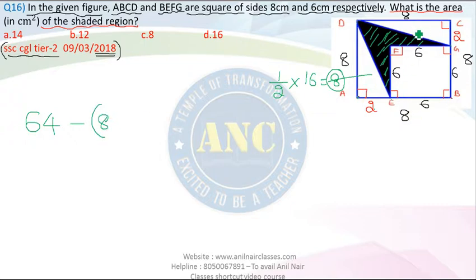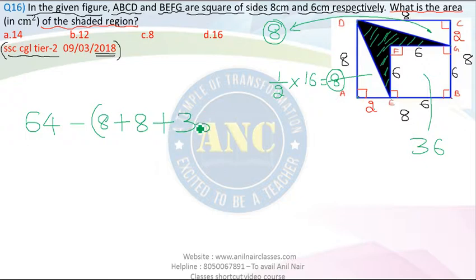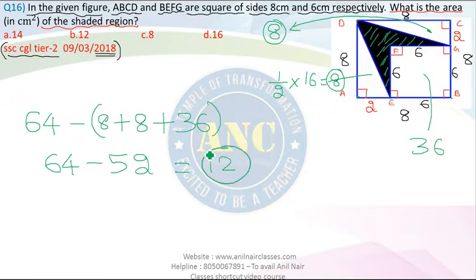I will remove it. What is the area of this upper triangle, which I have marked right now? That also is the same thing. 8 into 2 is 16, and half of 16 is also 8. Remove another 8, and then the area of this inner square BGFE is nothing but 6 into 6, which is 36. So remove 8 plus 8 plus 36, or in other words remove 52 from 64. 64 minus 52, or in other words it is 12 square centimeters.